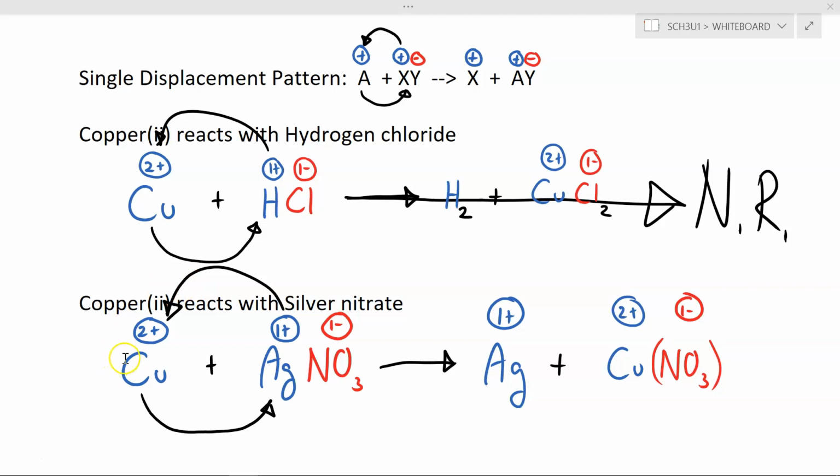So silver is displaced, left alone in solution, while the copper is now bonded to the nitrate. Now don't forget to check if they are diatomic and also zero sum. In this case, silver is not diatomic, so it's okay by itself, but over here I need to have two nitrates in order for this to zero sum properly. So in this reaction, copper bumps out the silver and silver precipitates out of the solution, leaving behind copper 2 nitrate.